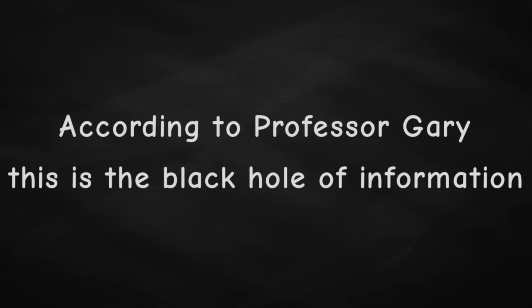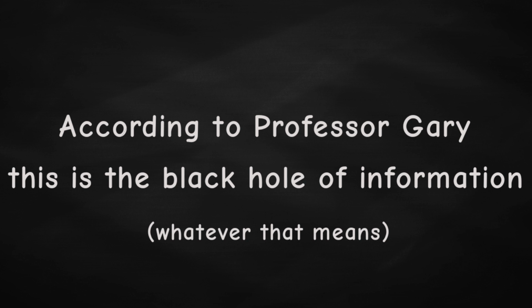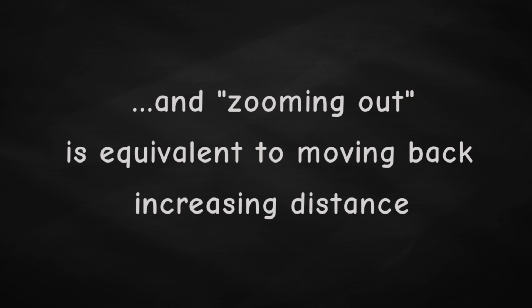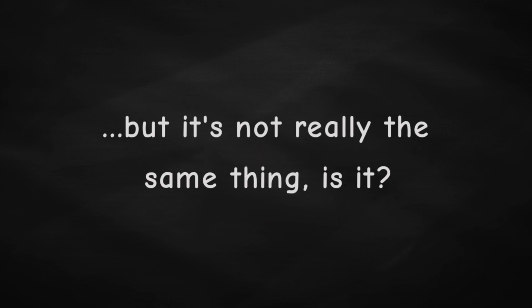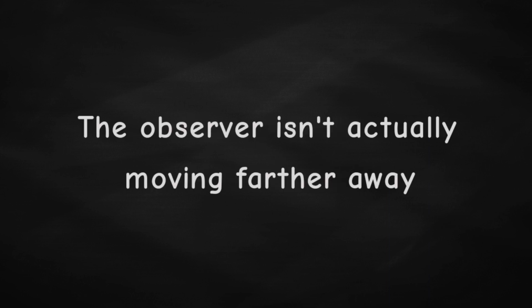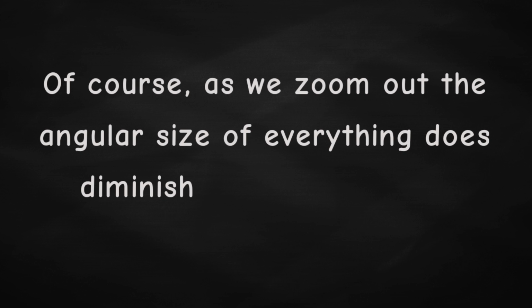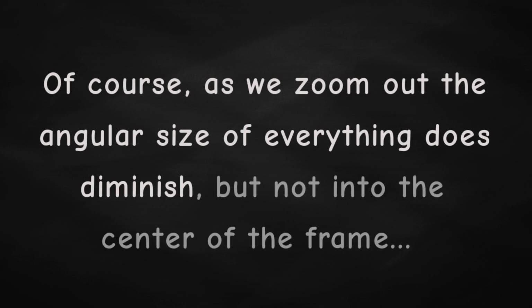Gary says this is the black hole of information. He presumes that as we zoom out the camera, it's the same as if we were actually getting further from an object. Gary professes that as we increase our distance, everything compresses towards the center of the frame, and he showed several examples in which a highly magnified field of view is zoomed out. In each example, as the camera zooms out, every image does indeed diminish in size, including the spaces between objects. This creates the illusion that everything is getting closer together.